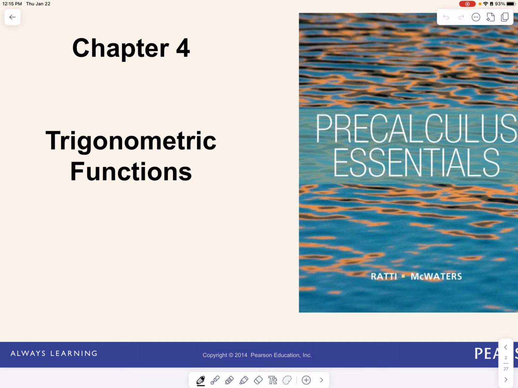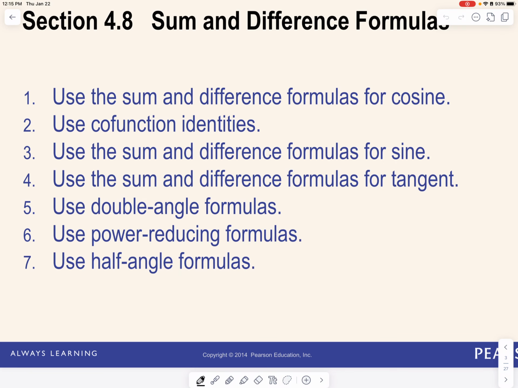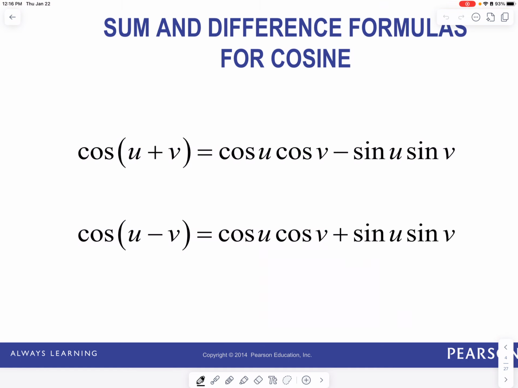We're going to culminate our exploration of Chapter 4 on trigonometric functions with Section 4.8 on sum and difference formulas. A few objectives. 1, use the sum and difference formulas for cosine. 2, use cofunction identities. 3, use the sum and difference formulas for sine. 4, use the sum and difference formulas for tangent. 5, use double angle formulas. 6, use power reducing formulas. And 7, use half angle formulas.